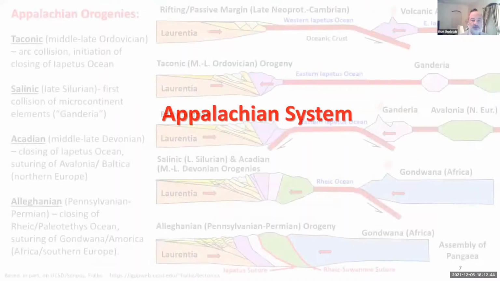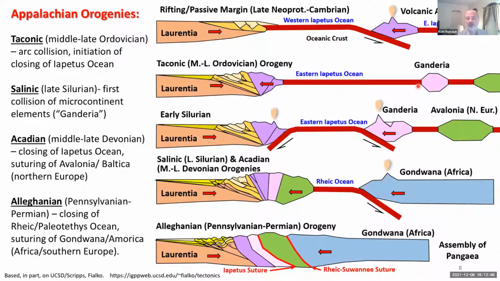And this is just a quick summary of the plate tectonic setting for the Appalachian orogenies. There are 4 orogenies that have been recognized in the Appalachian system. In the middle to late Ordovician, we have this volcanic arc, including the Chopawamsic system and some other arcs that have been identified in outcrop, that basically collided with Laurentia. And so that's the Taconic Orogeny, the first of these. And that basically encompassed the closure of the Western Iapetus Ocean.